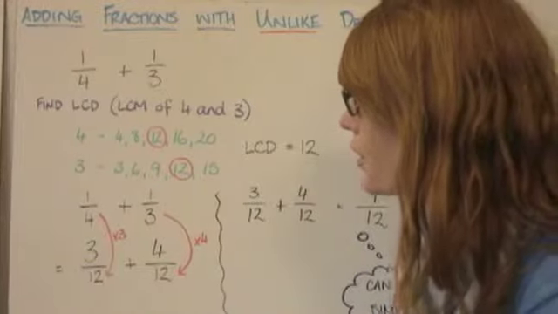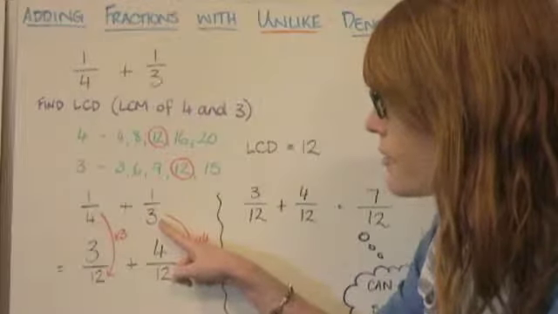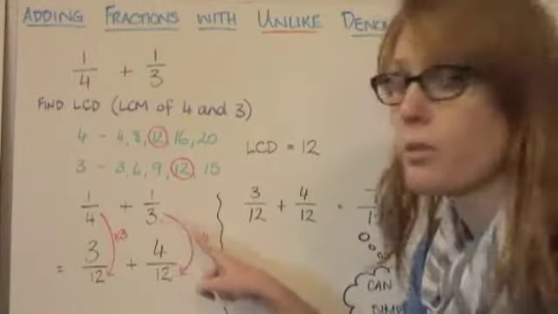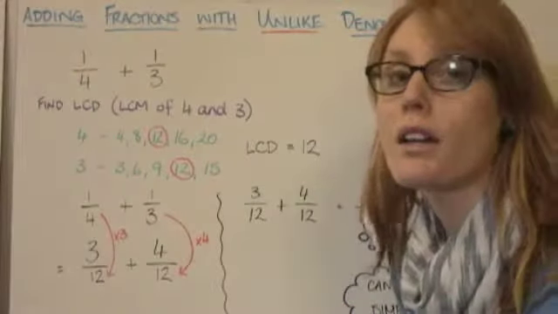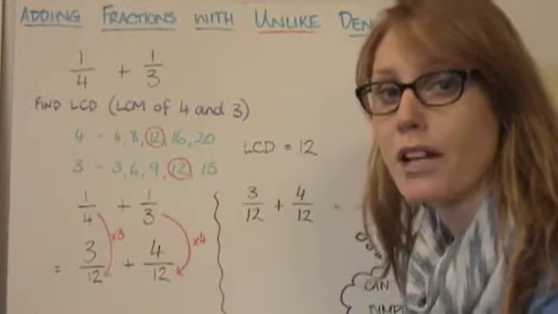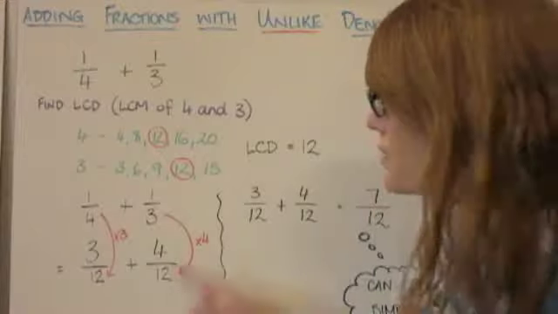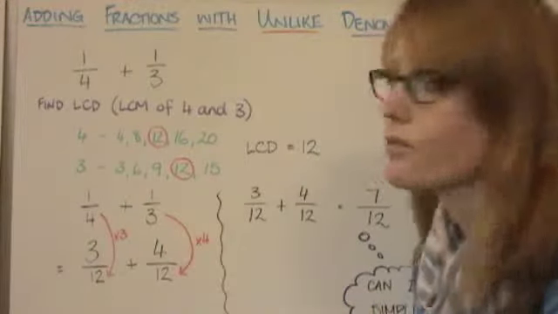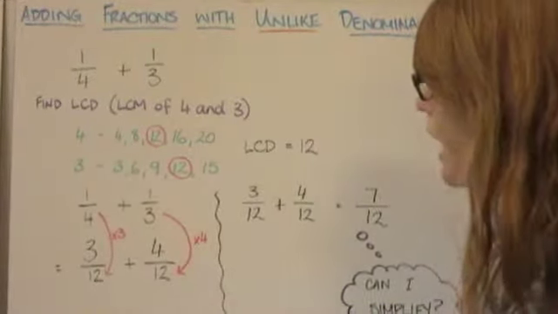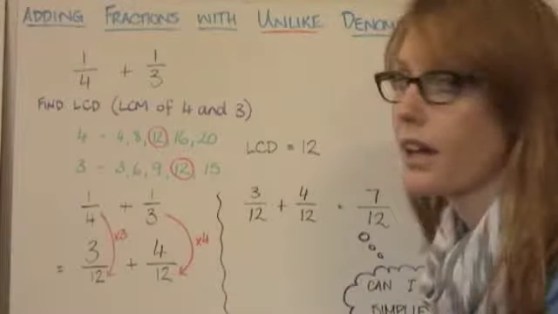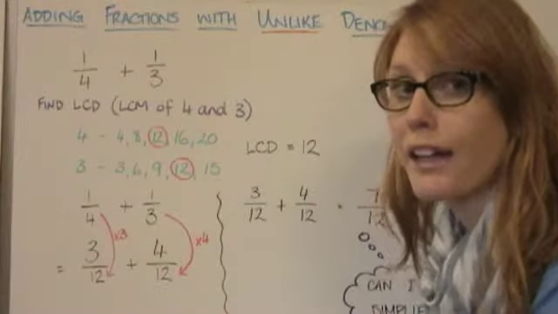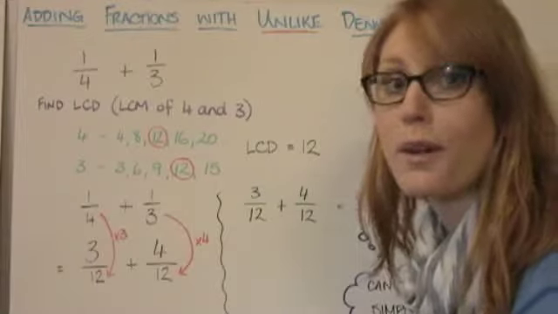For 1/3, we've changed our denominator from 3 to 12, and in doing so, we've multiplied it by 4. So for it to be an equivalent fraction, we need to do the same to the numerator. So 1 multiplied by 4 is 4. So now we have a problem that has fractions with like denominators, and we already know how to do those.